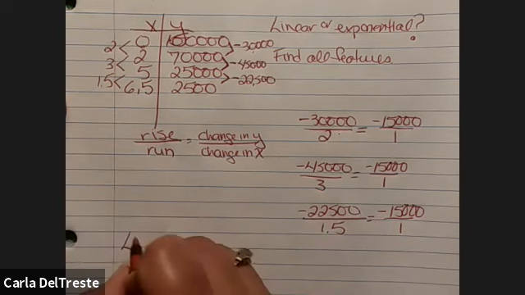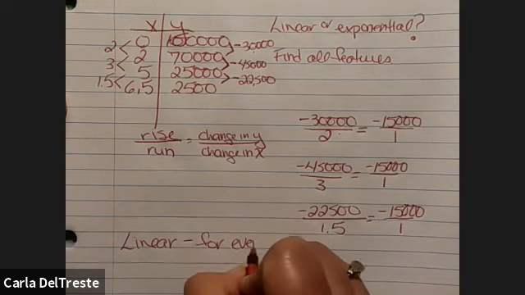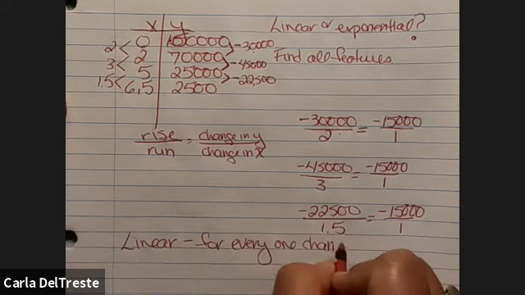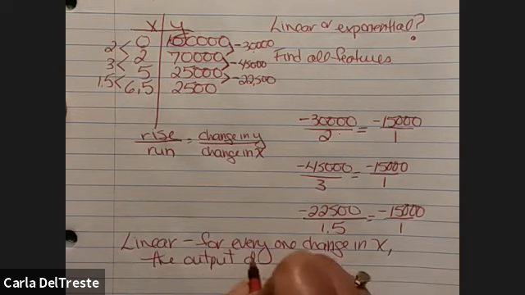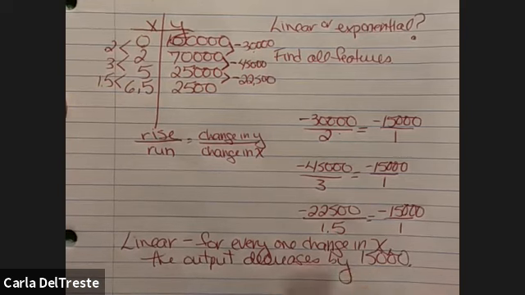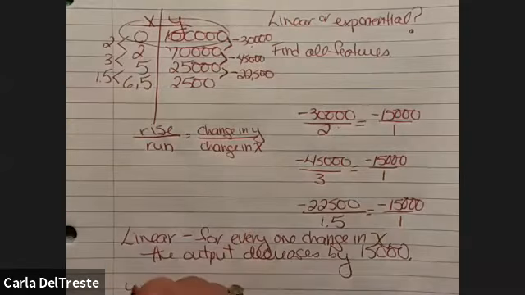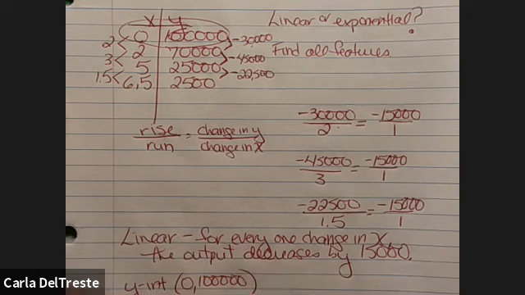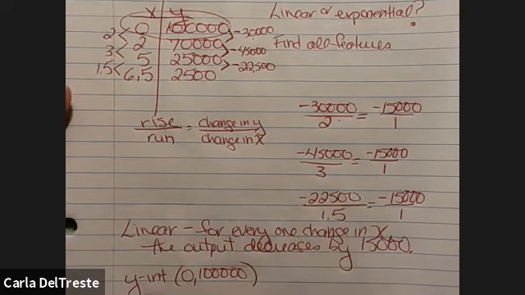So now I can say this is linear and I can describe it: for every 1 change in x, the output decreases by 15,000. I can spot the y-intercept. The y-intercept is (0, 100,000). So I know increasing or decreasing, I know the rate of change, and I know the y-intercept.